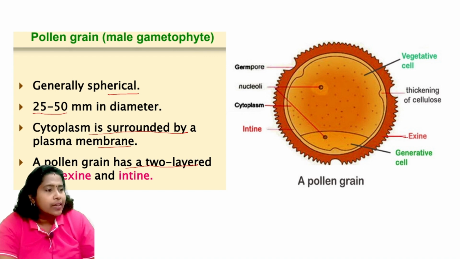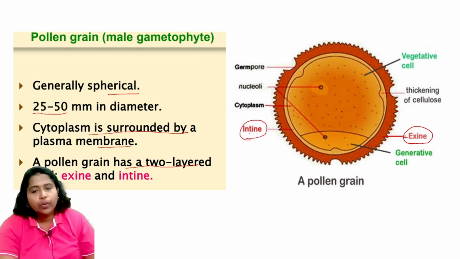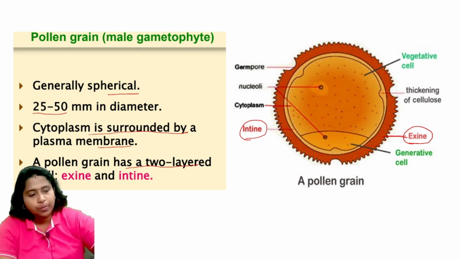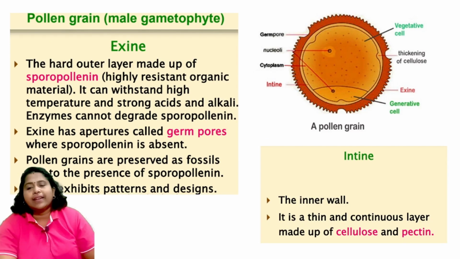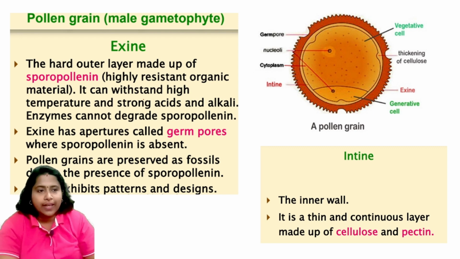The outermost layer is called the exine, and the innermost layer is called the intine. So this is something very important. You will get one question out of this portion, correct? So coming to the exine, that is the outermost layer.